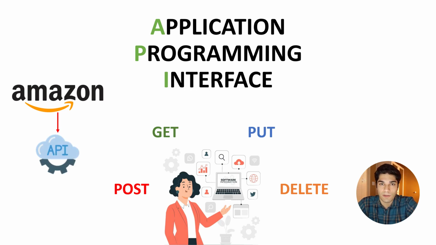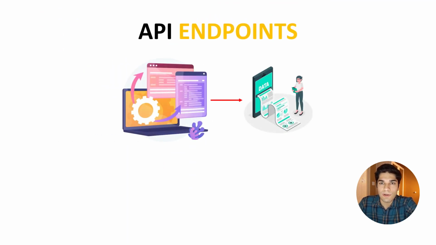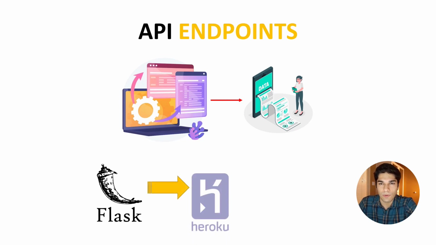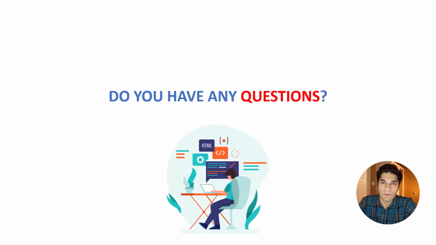in their website. For using APIs, we define different endpoints. These endpoints return various types of data for each specific request. We'll build this project using the Flask web framework and use the requests library to set up our API. At the end, we'll push the code to Heroku and connect it to RapidAPI. You may have questions about this project and I'm here to answer them all, so feel free to ask your questions in the comments section.